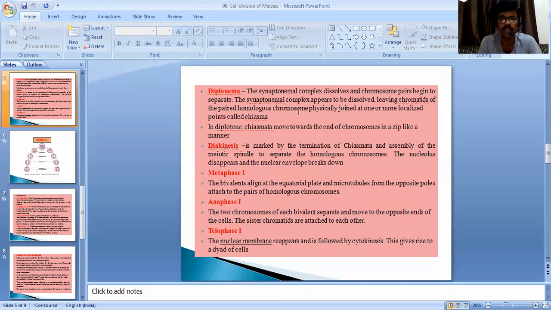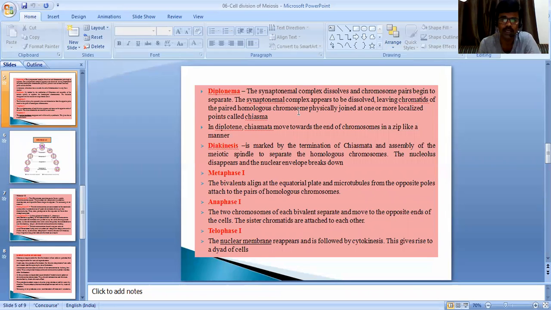It is divided into five stages. Then the second one is metaphase first. In metaphase first, the bivalents are aligned at the equatorial plate and microtubules from the opposite poles attach to the pair of homologous chromosomes. Then the third one is anaphase first. The two chromosomes of each bivalent separate and move to the opposite ends of the cell. The sister chromatids are attached to each other.